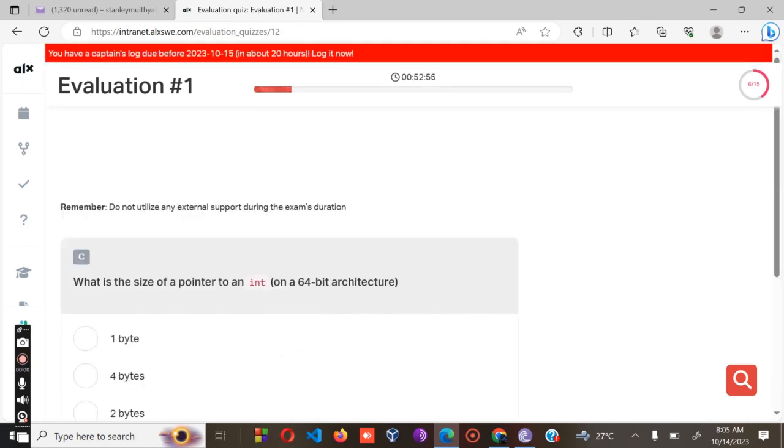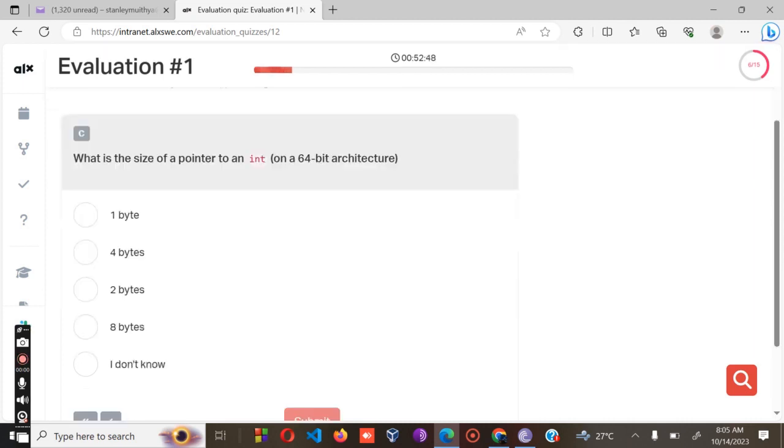Next part, what is the size of an int on a 64-bit architecture? On a 64-bit architecture, what is the size of int? Let's see. So we have 1 bit.